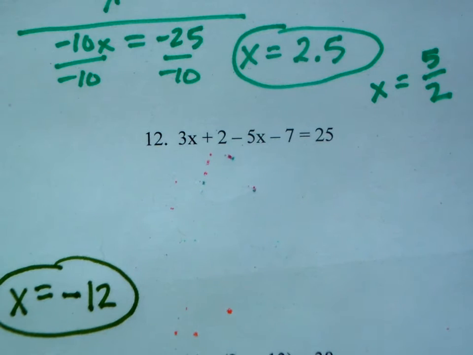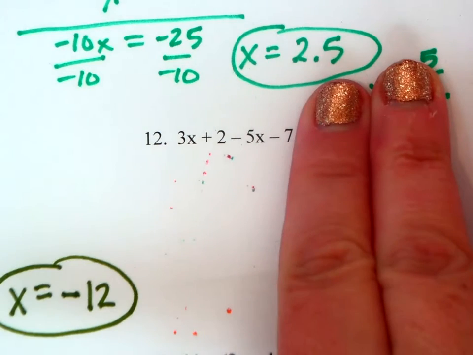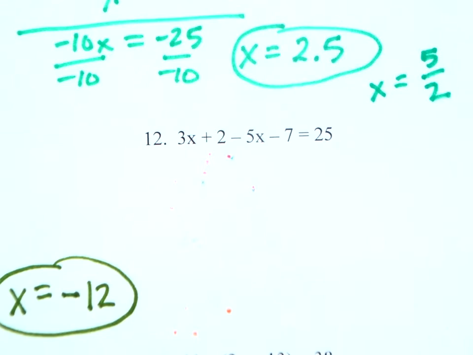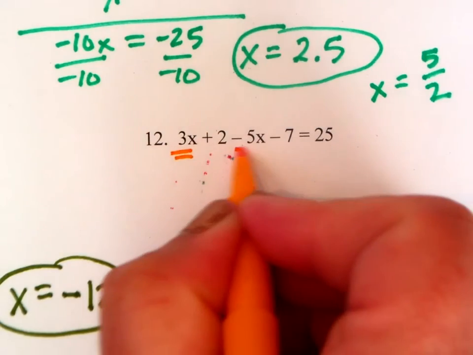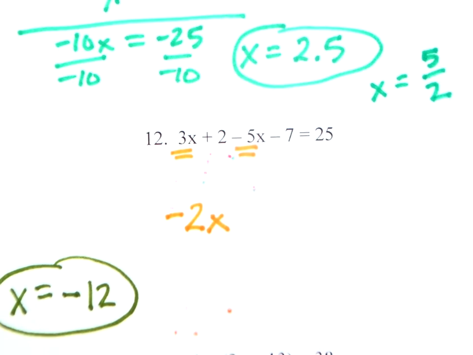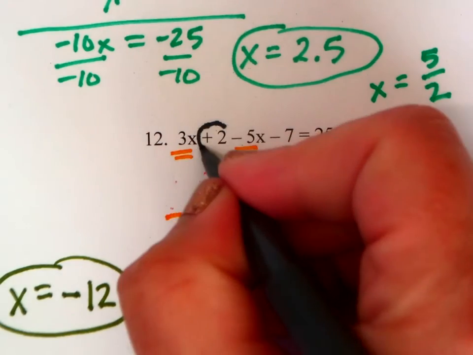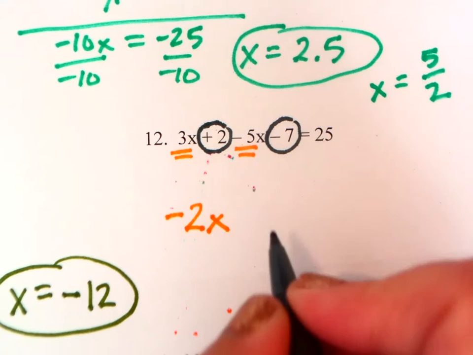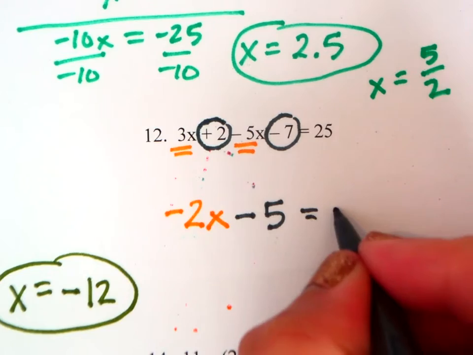Okay, 3x plus 2 minus 5x minus 7 equals 25. Now, there's no distributive property here, but there are some like terms on the left-hand side that I could combine. And I think that's probably the easiest way to do this problem. You don't have to, but it is, I think, the simplest way. So 3x minus 5x, 3 minus 5 is negative 2. So here I have negative 2x. And then positive 2 minus 7, negative 2x minus 5, and then equals 25.